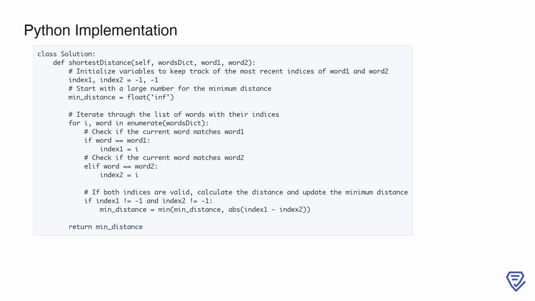This approach is efficient, as it only requires a single pass through the list, resulting in a time complexity of O(n), where n is the length of wordsDict. The space complexity is O(1), since we only use a constant amount of extra space.